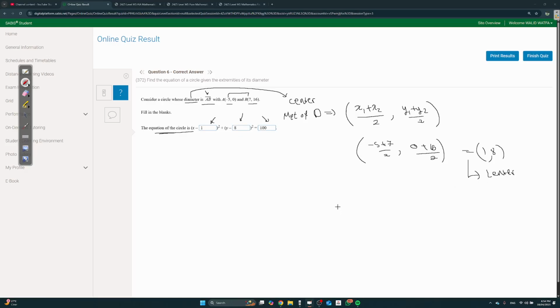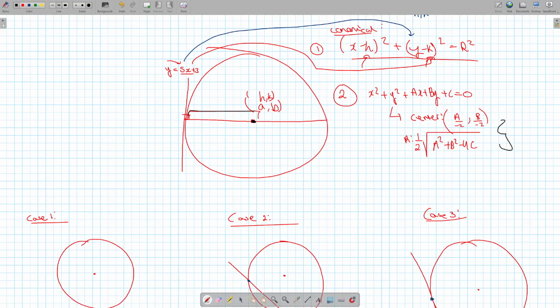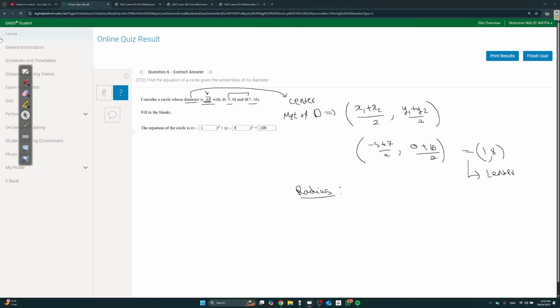Okay, we're not done. We still need the radius, right? Because remember, you find h, k, that's your center. Done, you did this part. We still need the radius. Okay, how do we find the radius? Given 2 points, which are the diameter, isn't the radius just half of the diameter? Yes, right? So you have 2 ways you could do this.